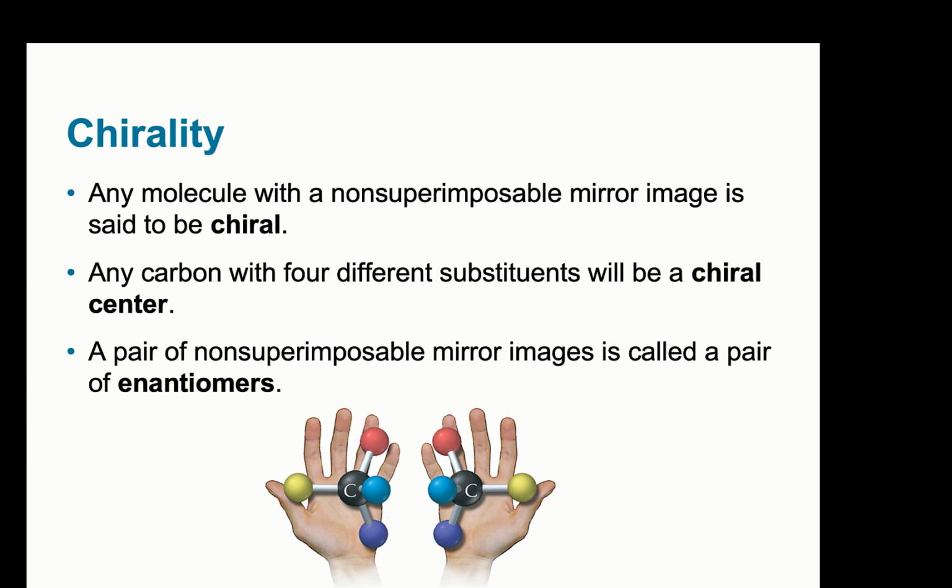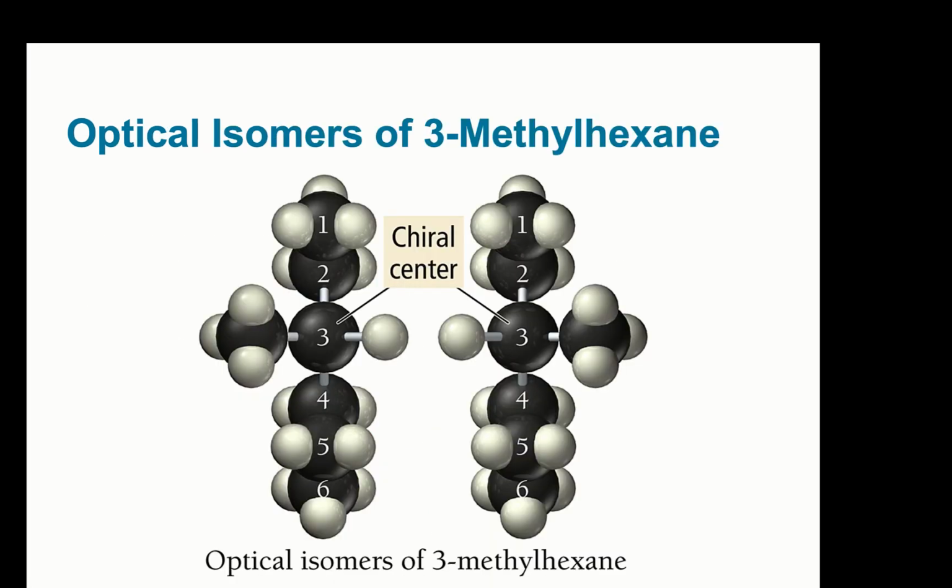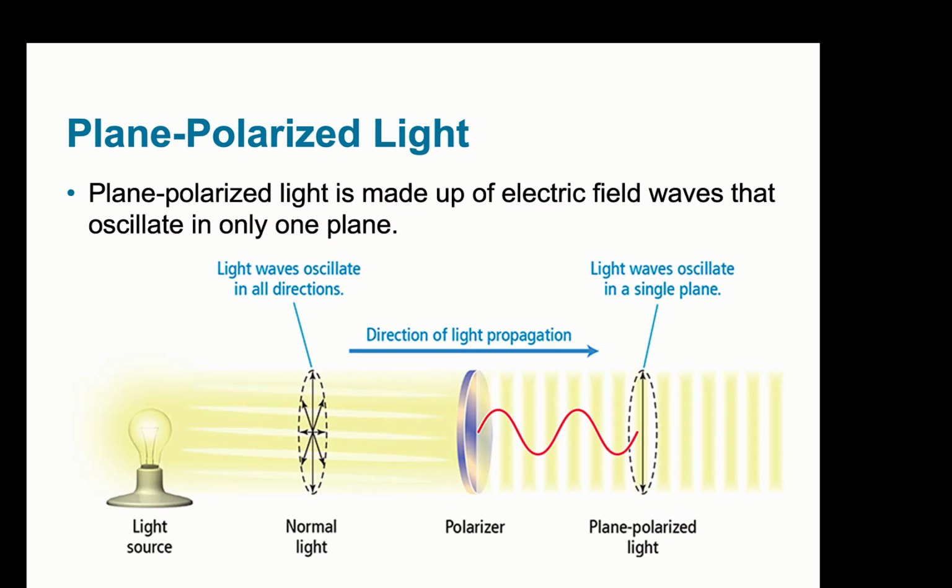And the two different chiral molecules are known as enantiomers. So what's an example? If you look here at this 3-methylhexane, the third carbon atom has attached to it a hydrogen atom, a one-carbon CH3 methyl group, a two-carbon ethyl group, and a three-carbon propyl group. So that central atom has four different things attached to it. Because of that, that's a chiral center, and this is going to be optically active.